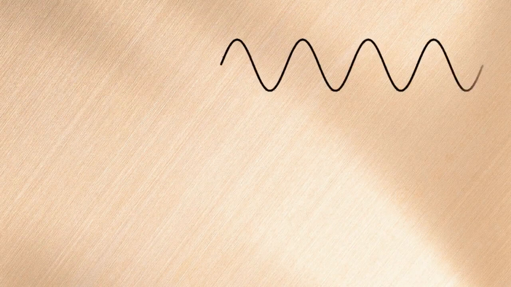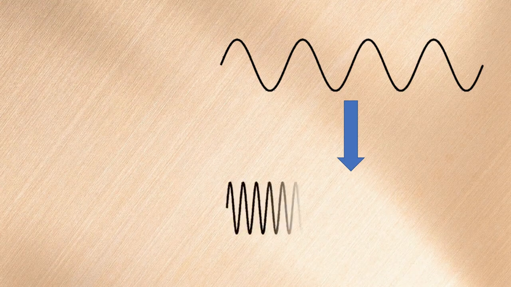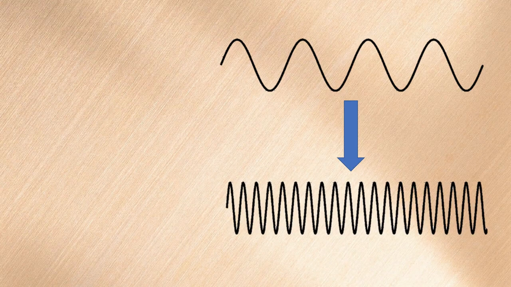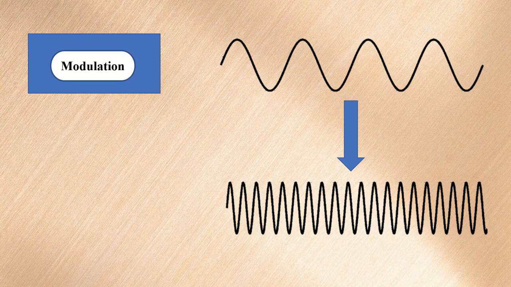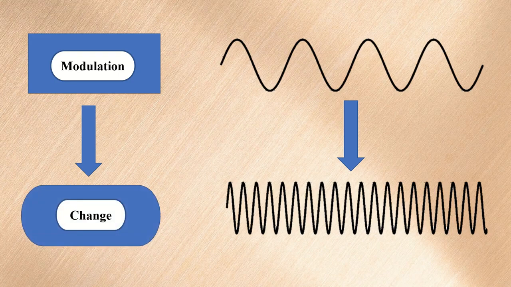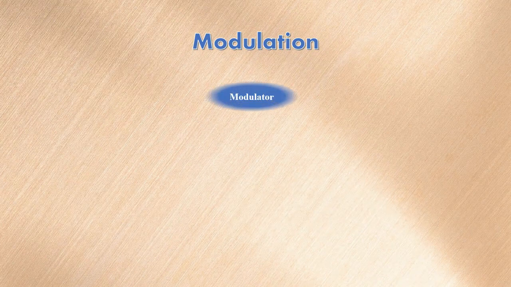In order to overcome the drawbacks of low frequency signal, this low frequency signal should be converted into a high frequency signal, and this process is called modulation. Modulation is the process of changing the low frequency signal into a high frequency modulated signal. This is done with the help of a modulator.